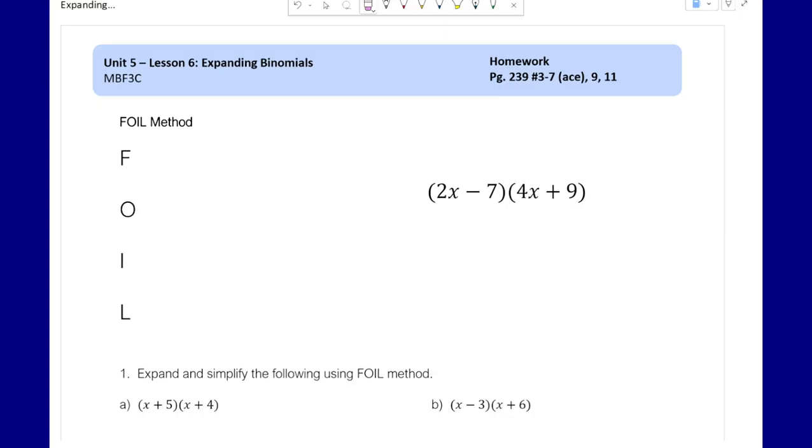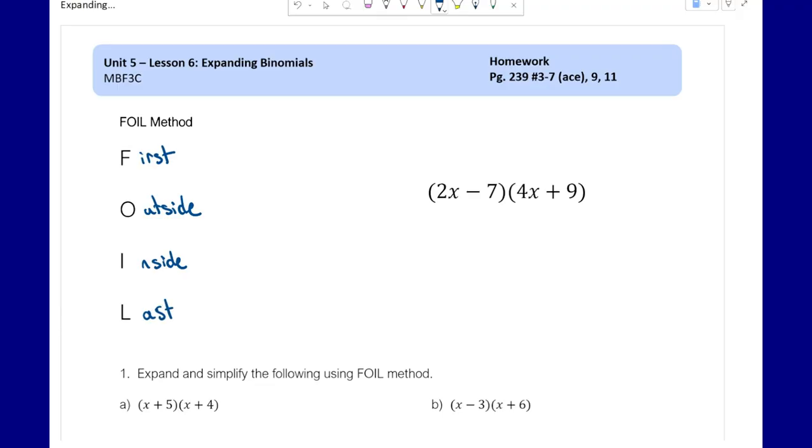One of the methods that we can use to do this is the FOIL method. This is one of the methods that you may have learned. Maybe it's called the FOIL or the rainbow method. You might have seen something like this. What the FOIL method refers to is: F represents first, O represents outside, I represents inside, L represents last.